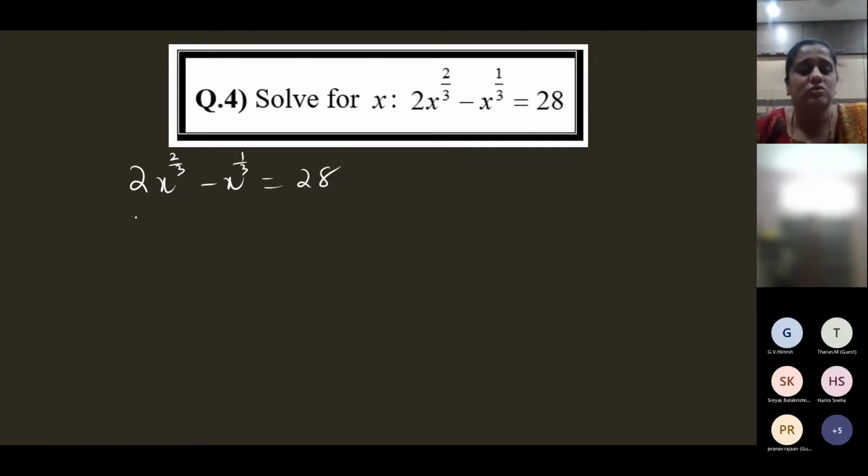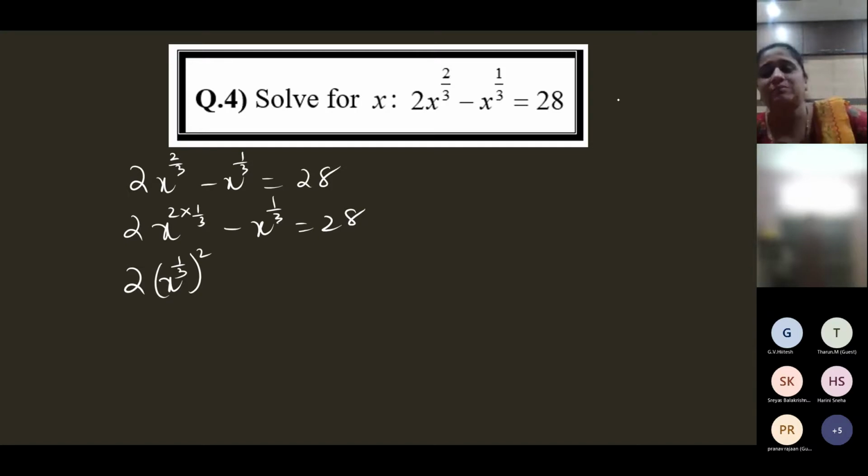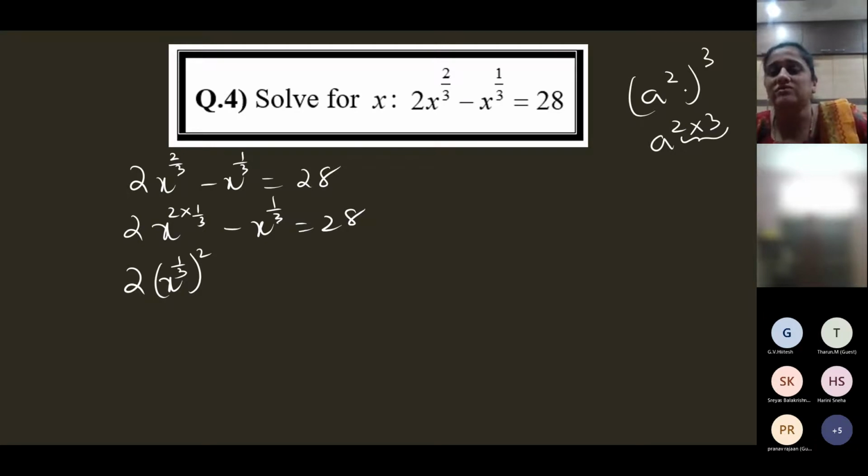So 2 x to the power 2 into 1 by 3 minus x to the power 1 by 3 is equal to 28. So 2 times x to the power 1 by 3, the whole square. See, when you have a square the whole cubed, what will you write it as? A to the power 2 into 3. So when do you multiply the powers? When they are like this.